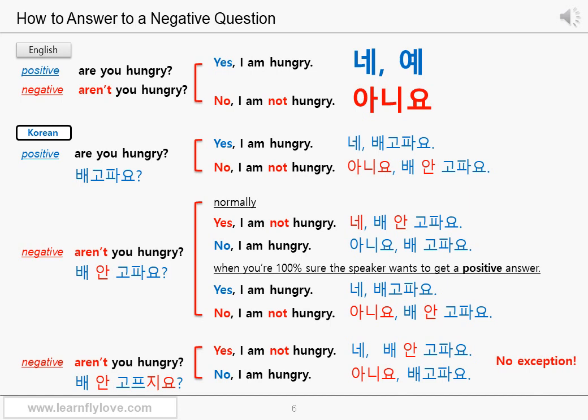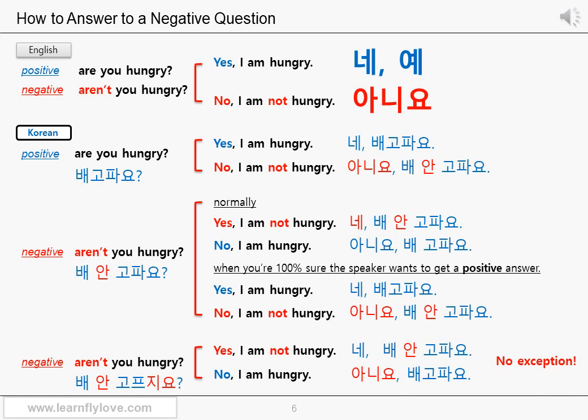Let's learn more specifically. When the question is positive, it's simple. It's the same as English. Yes means yes and no means no. If the question is, are you hungry? Yes means yes, I am hungry. And no means no, I am not hungry. But it actually means, yes, you are right, I am hungry. And no, you are wrong, I am not hungry, in Korean.